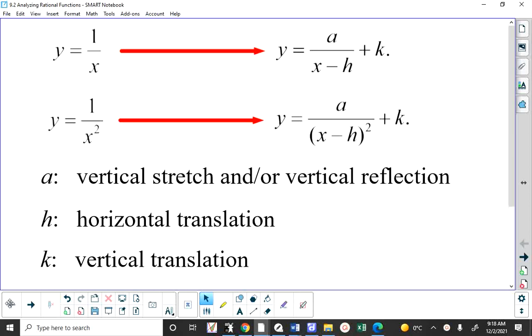We're not worried about the parameter b here. There's various reasons why we don't care. The bottom line is we're only concerned with vertical stretches and or reflections vertically, and then also horizontal translations and vertical translations. Both of these functions on the left have asymptotes that are on the axes. So the horizontal asymptote is at y equals 0. In other words, it's the x-axis. The vertical asymptote is at x equals 0, which is the y-axis.